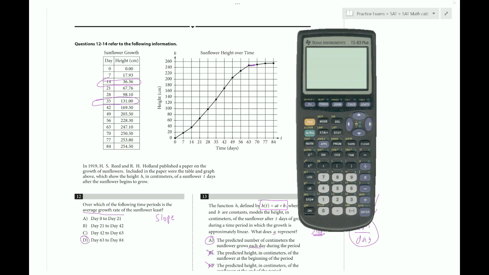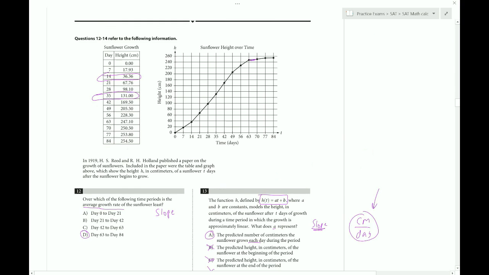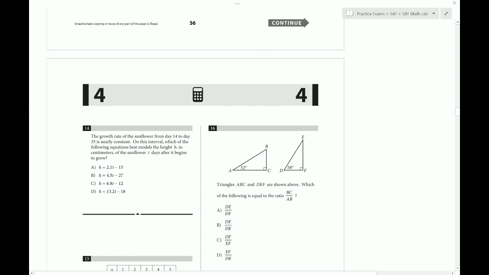Okay, so the y value is 131 subtract 36.36. So that's our change in y. Divide that by parentheses change in x, 35 minus 14. We get 4.5 for the slope. And that should be a dead giveaway that the answer is B. Okay.